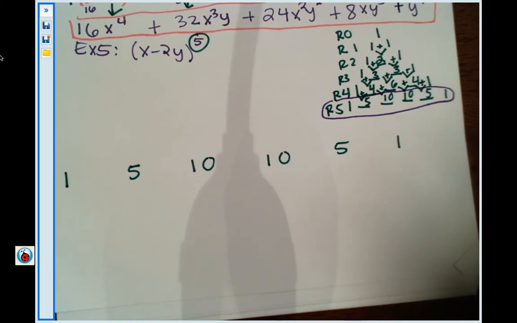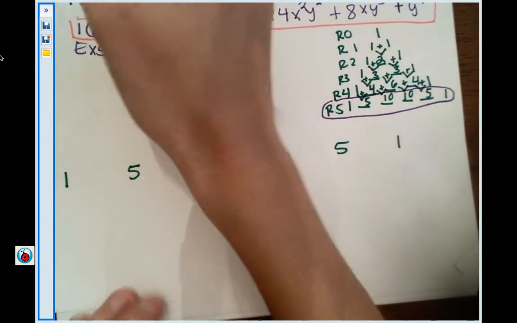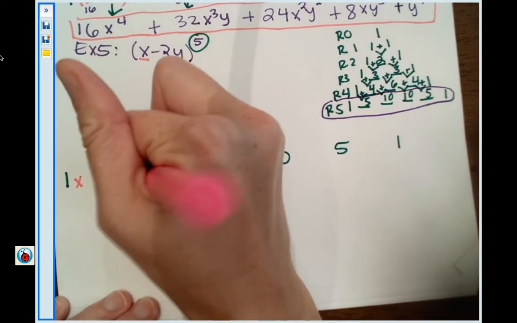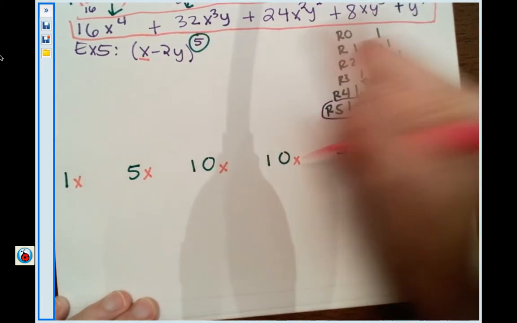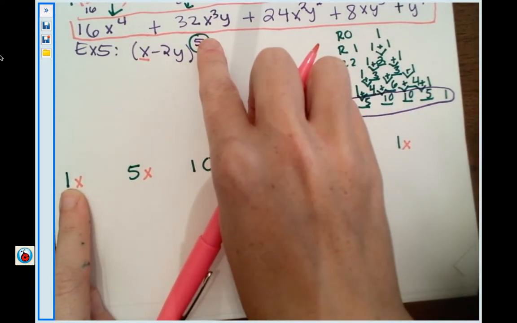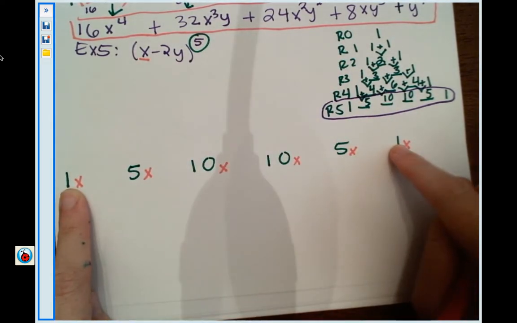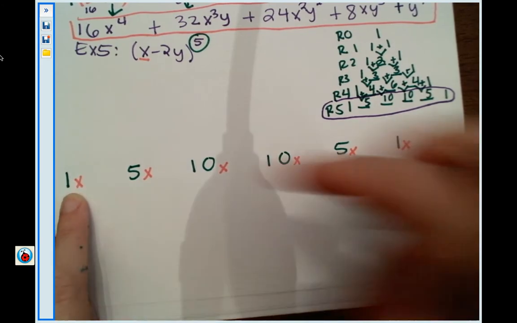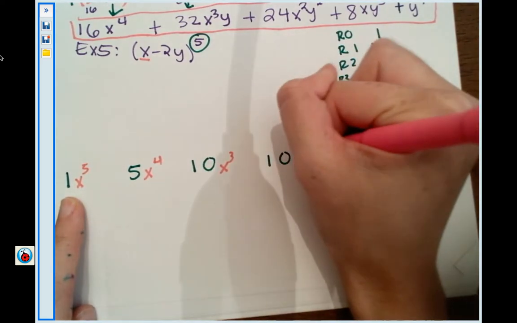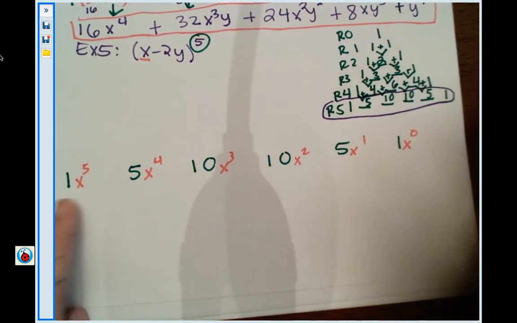Okay, the next step. You start with the first term. My first term is an x, and I'm going to make sure every term has an x in it. That's the next step. Now, our first x starts with this number, goes down by 1 each time, and I should end with a 0 if I did this right. So I'm going to go 5, 4, 3, 2, 1, and 0.